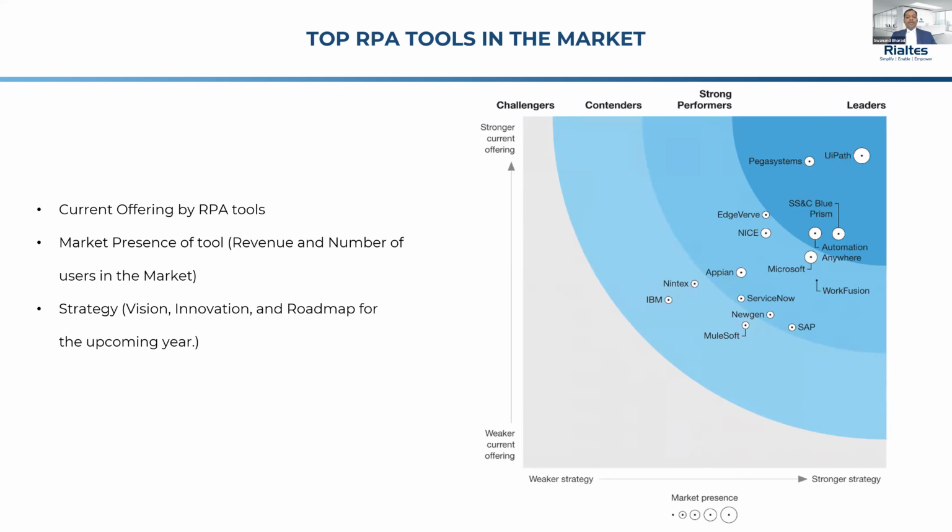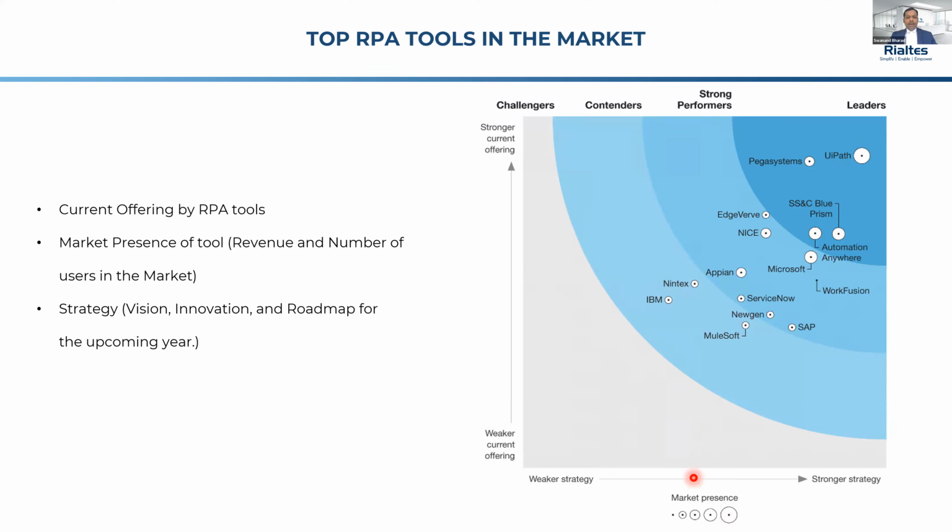Then market presence of the tool, like we can say the revenue of that specific organization which is providing this RPA facility. Then number of users in the market. So like we have UiPath or Automation Anywhere. Gartner and Forrester check the revenue, their number of users in the market, and based on that information, they decided these are the leaders or these are the strong performers. Also, Gartner checks their strategy. When I say strategy, they check their vision, their innovations, and roadmap for the upcoming year.